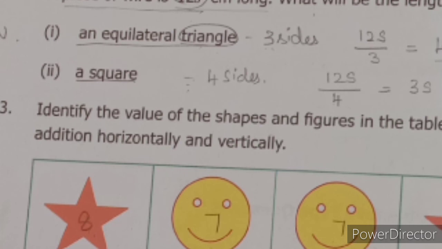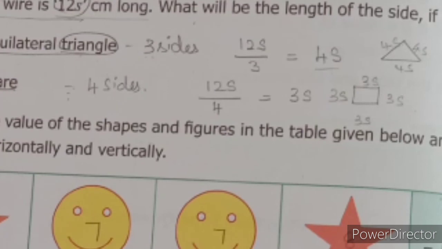See the next question. A square. What is a square? It is also a shape which has 4 sides. So 4 sides. What is the total length of the wire? It is 12 centimeter divided by 4. So if you divide it, we'll get 3. So each side will have 3 centimeter.